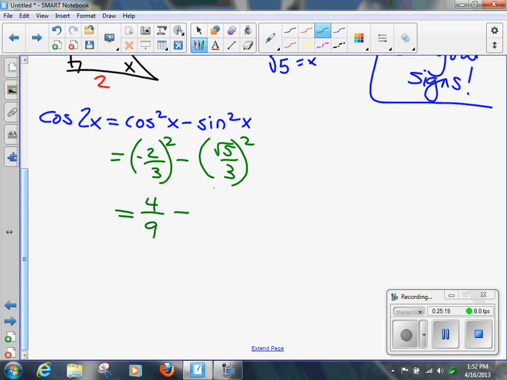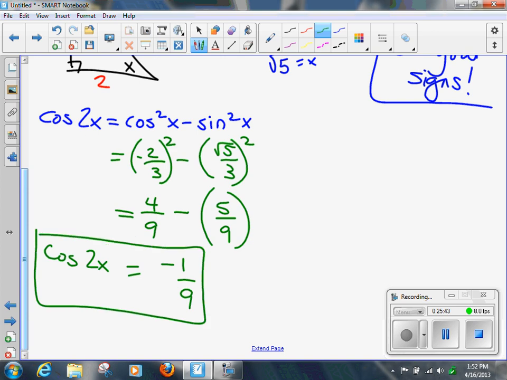Minus, what's the root 5 over 3 squared? It's 5 over 9. And then what's, I mean, come on. Negative 1/9? Seriously? Is that it? Yeah, that's it. That's the cosine of the double angle, okay? Cosine of the double angle is negative 1/3.